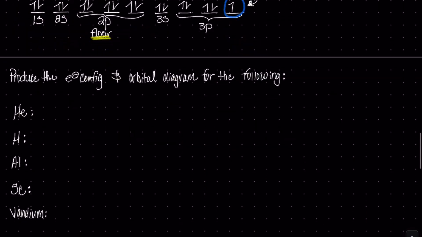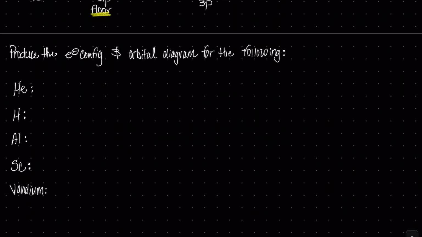So that's how you do it. What I want you to do is hit pause in this video and try your best to do these 5. I want you to give me the electron configuration and the orbital diagram for these 5.